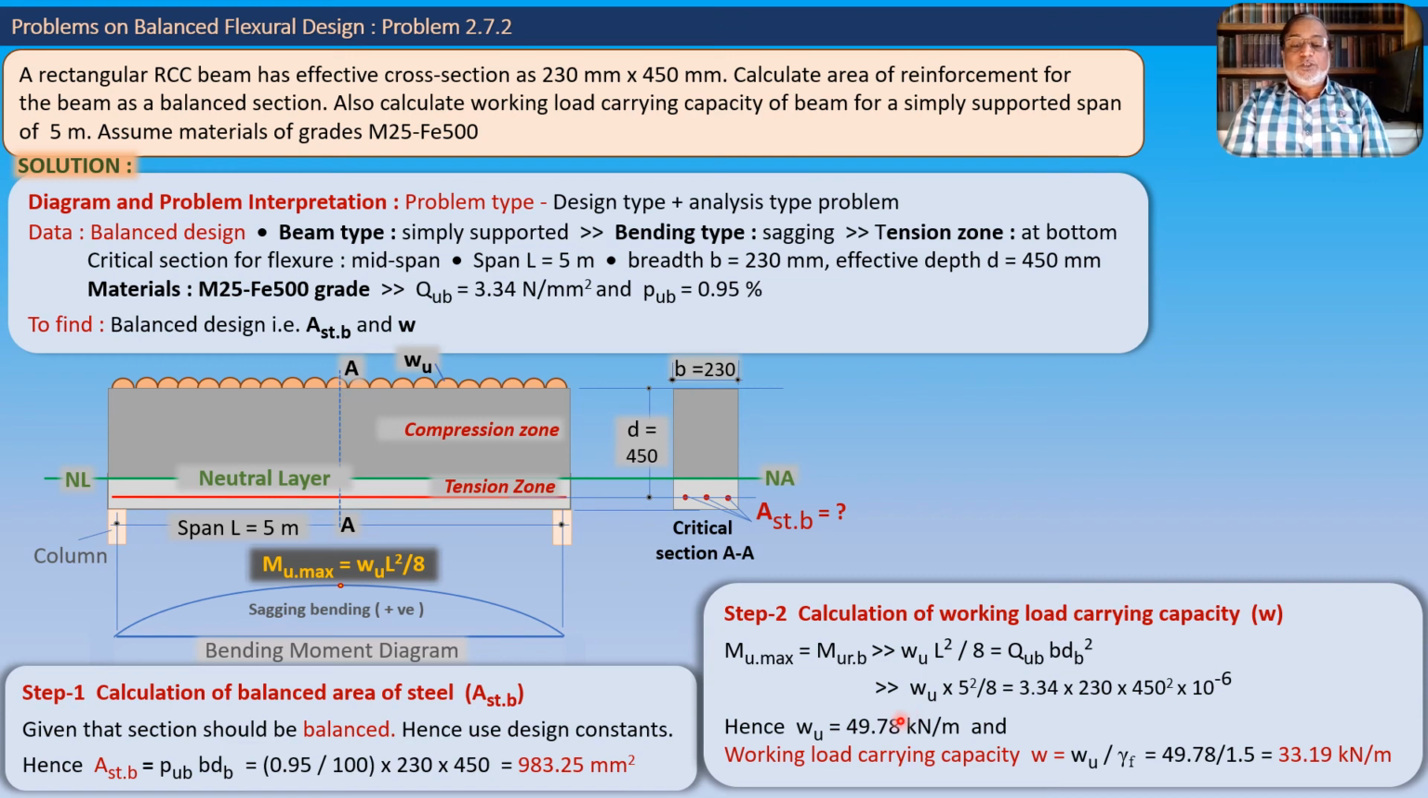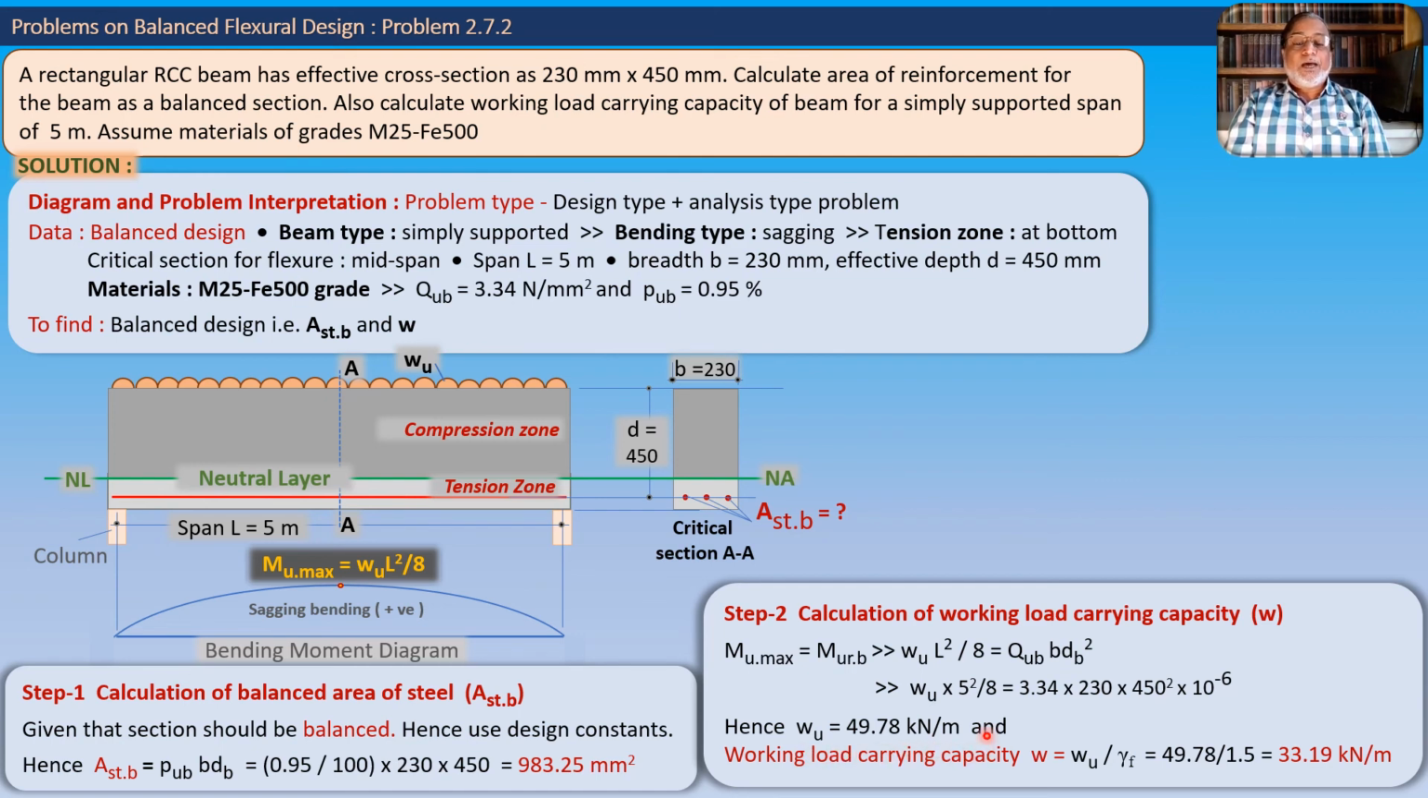So just put the values here. Wu into 5 square, span of the beam is 5 meters, upon 8 equal to 3.34, which is Qu,b, the design constant. Then b and d into 10 raised to minus 6 is the factor which is the adjustment for units, kilonewton meter to Newton millimeter, and vice versa. So this calculation finally gives us the value of Wu, or the ultimate load carrying capacity, as 49.78 kilonewton per meter.